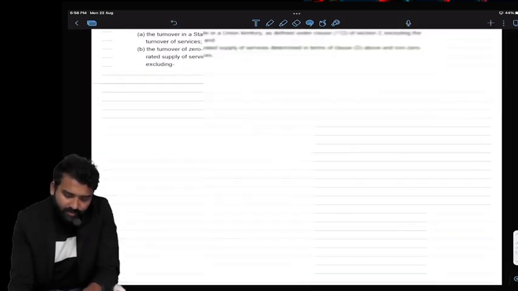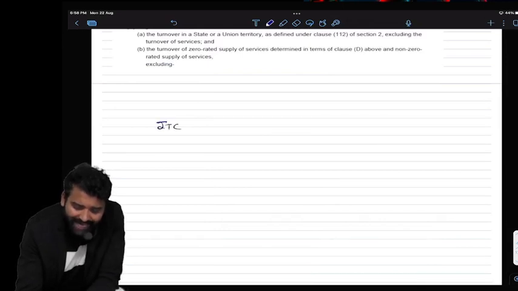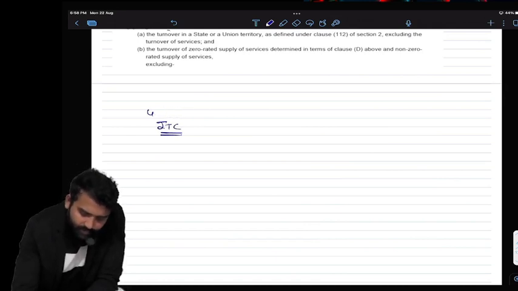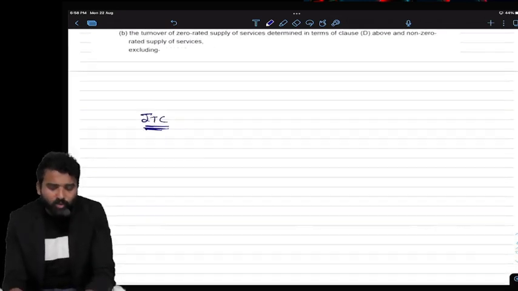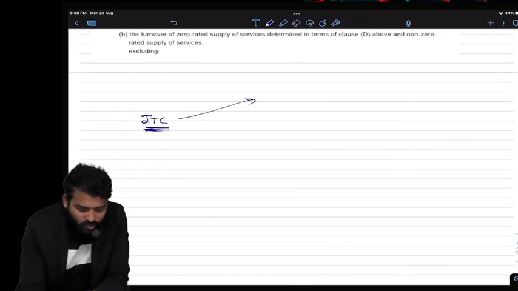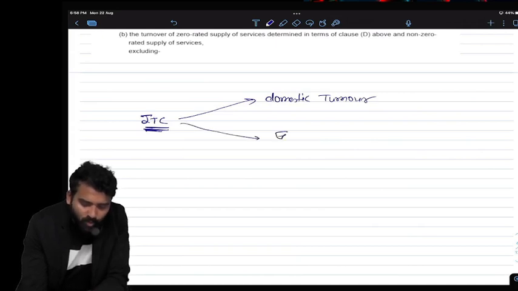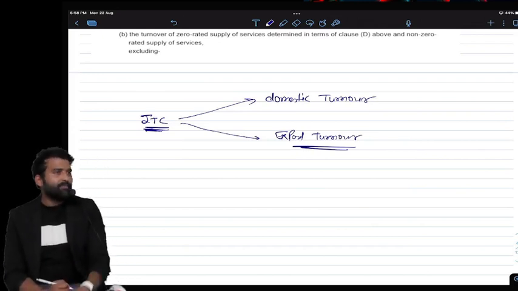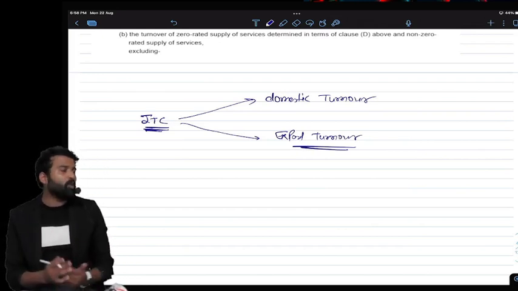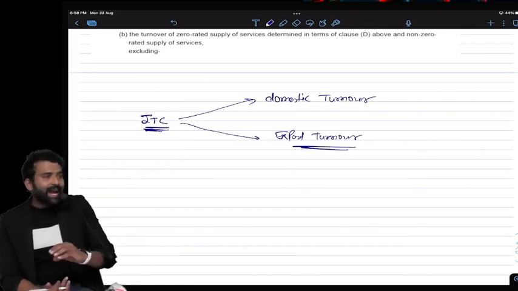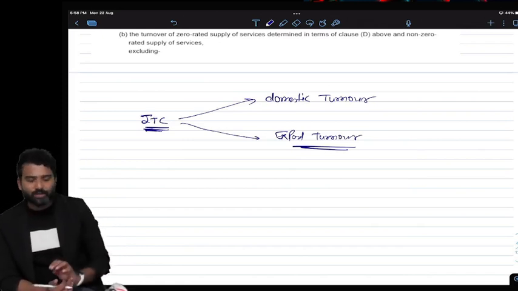Listen. For example, I have an ITC in my account. Now I want to claim the refund. This ITC belongs to domestic turnover as well as export turnover. Yes, if I am claiming the ITC, maybe I am doing domestic turnover as well. So my ITC belongs to domestic turnover as well as export turnover.